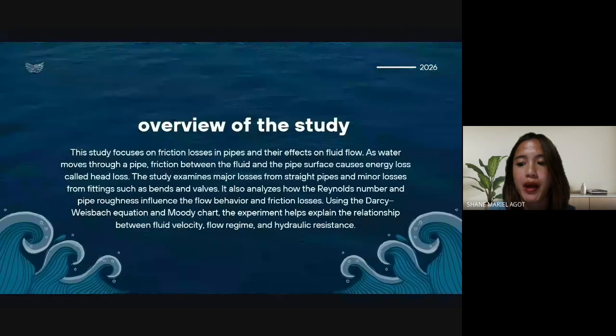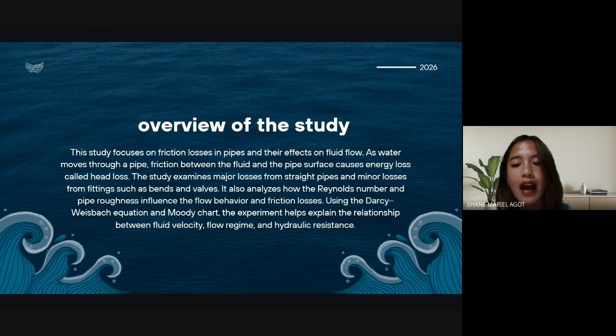A little overview: this study is about friction losses in pipes and how they affect fluid flow. When water flows inside a pipe, friction occurs between the water and the pipe surface, causing energy loss, which we call head loss. We studied two types of head losses. First is the major losses from straight pipes, and minor losses from fittings like bends and valves.